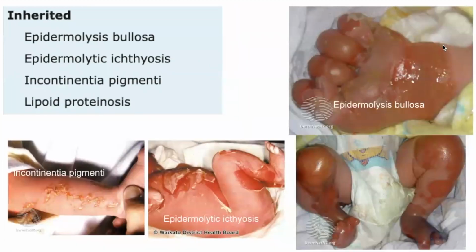There are also a number of inherited or genetic causes of blistering disorders. These include epidermolysis bullosa, epidermolytic ichthyosis, incontinentia pigmenti, and lipoid proteinosis. In these cases, the clinical history as well as the family history are very important in terms of narrowing the diagnosis.